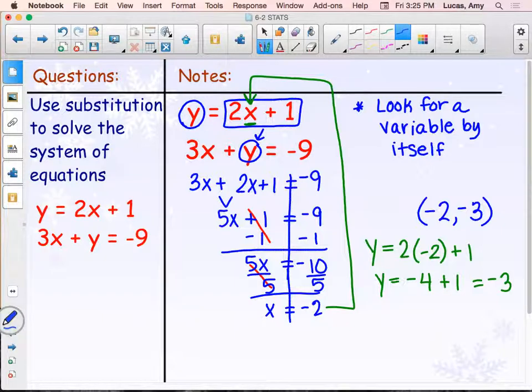So if we graphed these lines, that's where they would cross. These lines are intersecting, there's one solution, and we have found it. It's negative 2, negative 3.